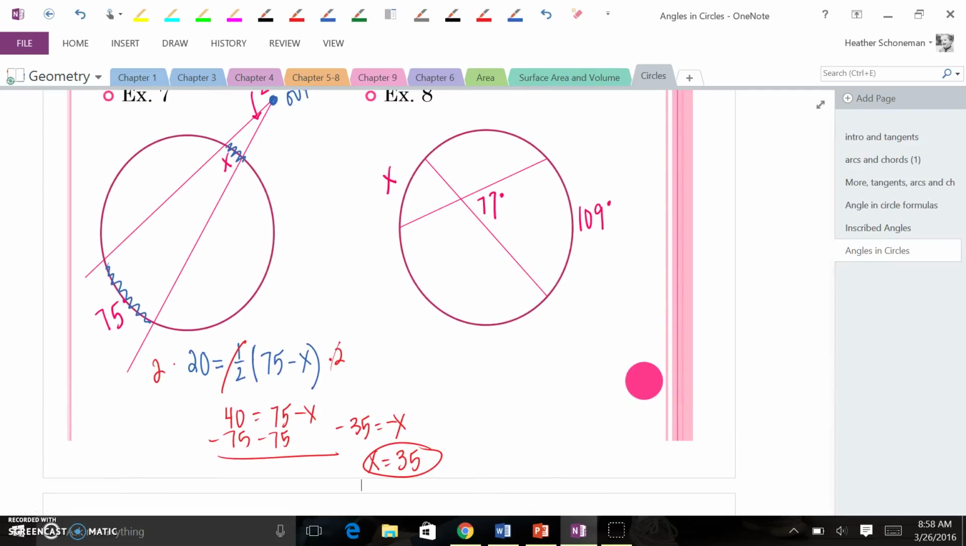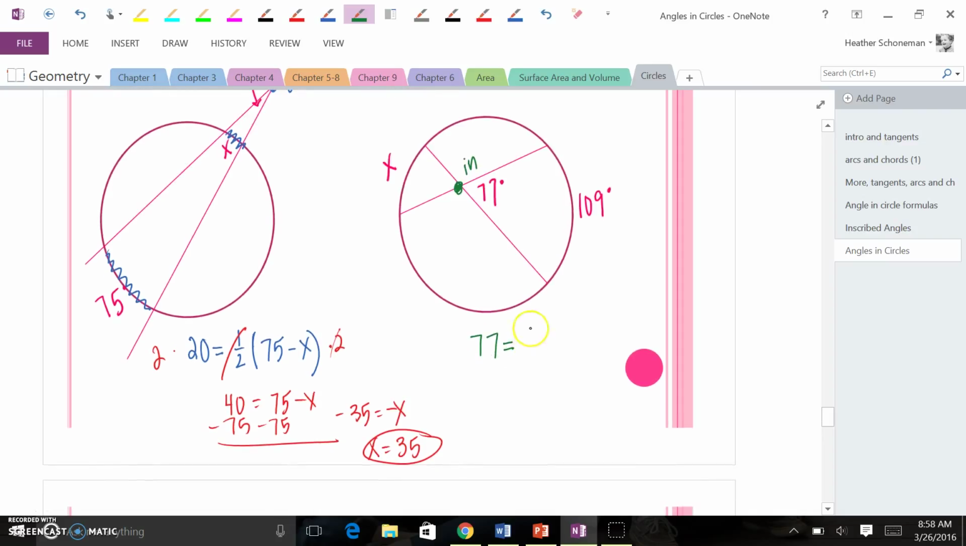Okay, let's look at example 8. First question, where's the vertex? Here's the vertex. It's inside the circle. And the angle is always the number variable closest to the vertex. So 77 equals. When it's inside, it equals 1/2 the sum of the two intercepted arcs. So if I look, here are the two intercepted arcs.